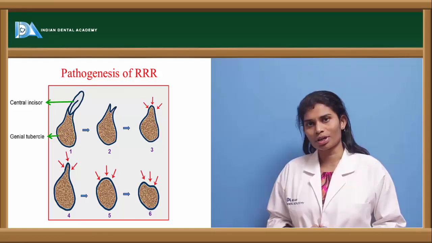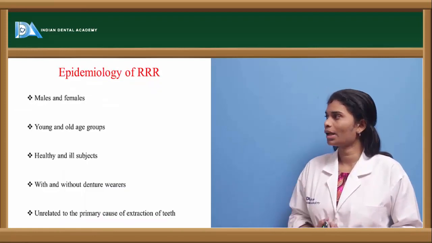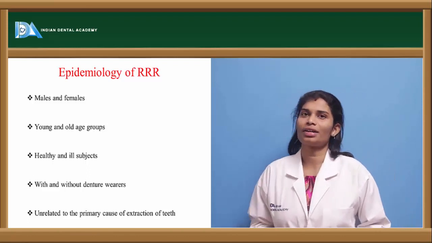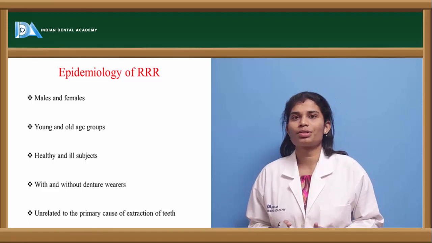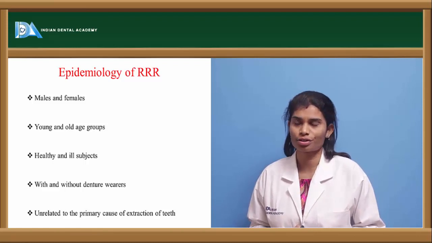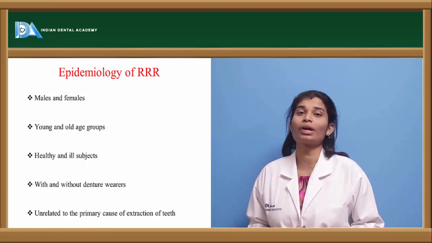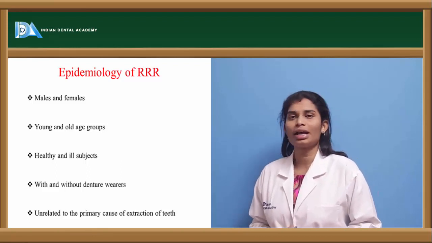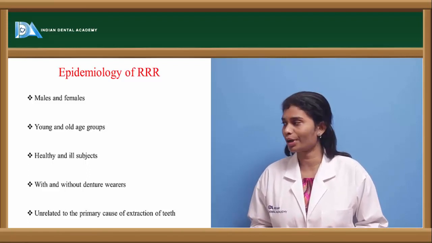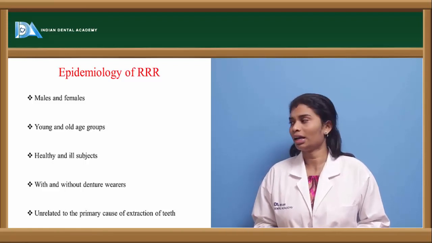And as the disease progresses, it will end at a depressed level of bone. Coming to the epidemiology of residual ridge resorption. This is the most difficult task because residual ridge resorption is a disease caused by many factors, so studying its prevalence and incidence was very difficult. Hence, it doesn't have any age predisposition. It doesn't even have a sex predisposition, and it is not directly related to any health and illness.